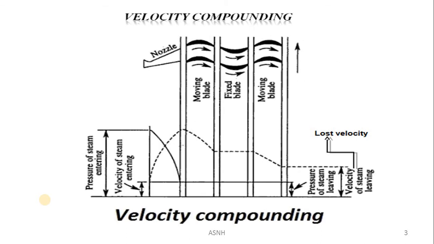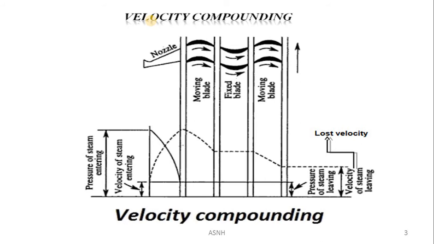So let us discuss the first point, velocity compounding. Keep in mind, as the name indicates, in velocity compounding the shaft speed, that is the blade speed, is reduced by reducing the velocity only, not the pressure. Here there is one special arrangement: first the nozzle, then a moving blade, then a fixed blade, then a moving blade. The moving blades and fixed blades are arranged in series alternately, one after the other. So velocity compounding is done for reducing the rotor speed by reducing the velocity parameter.